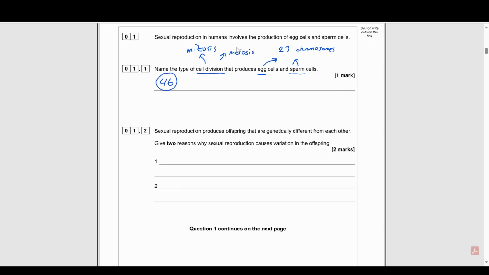So we need to remember which type of cell division will produce cells that have half of the normal set of chromosomes that a body cell would have. Well, if we look at mitosis, mitosis is for growth and repair. So if we're trying to repair part of our body, we would expect the repaired cells to have 46 chromosomes. So it can't be mitosis, so it must be meiosis.